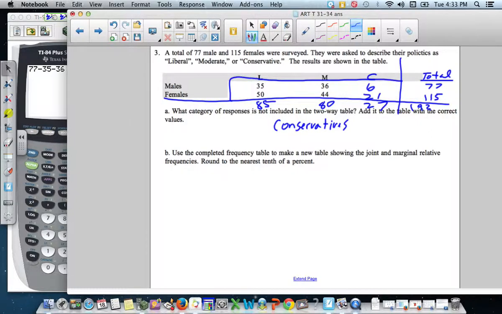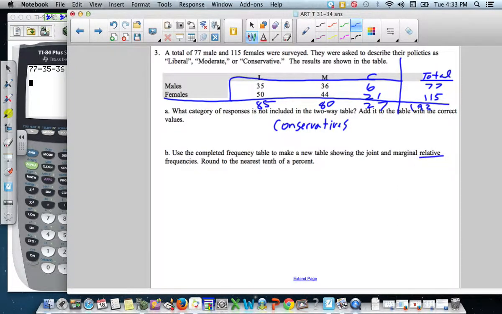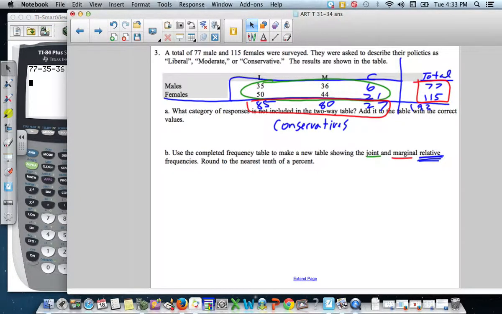80 and 27. So the category not included is the conservatives. So now what I'm going to do in B is use that table to make one showing the joint and marginal relative frequencies. I have just completed this table showing the joint. The joint frequencies are in green, and the marginal frequencies I just circled in red. So we're basically doing the same table, but now making it relative frequencies.